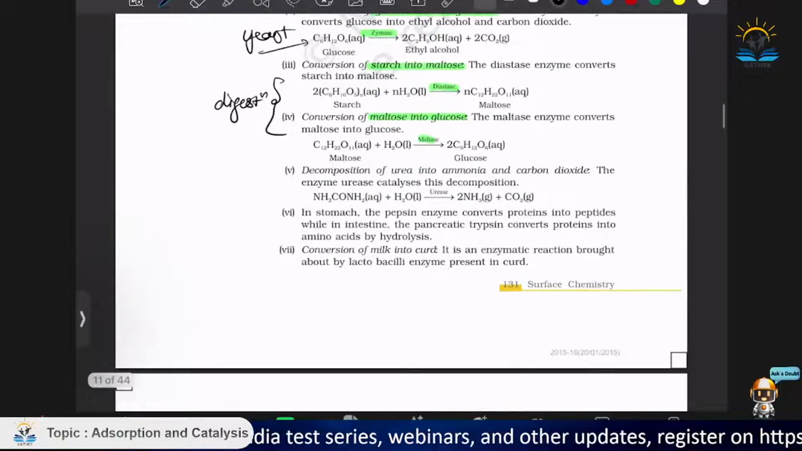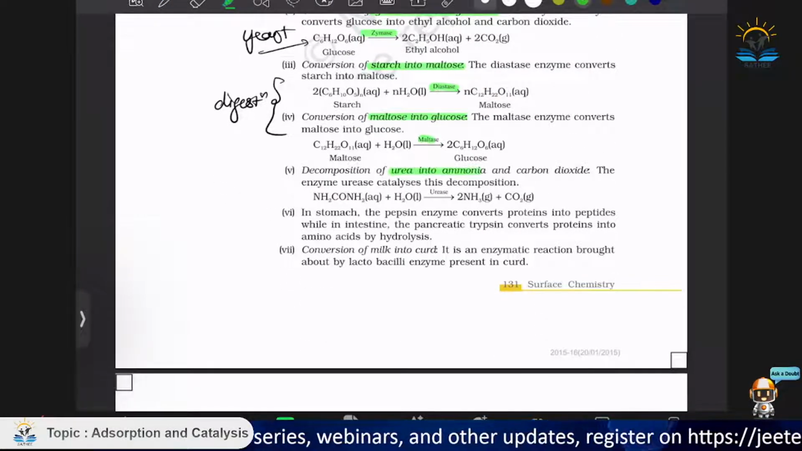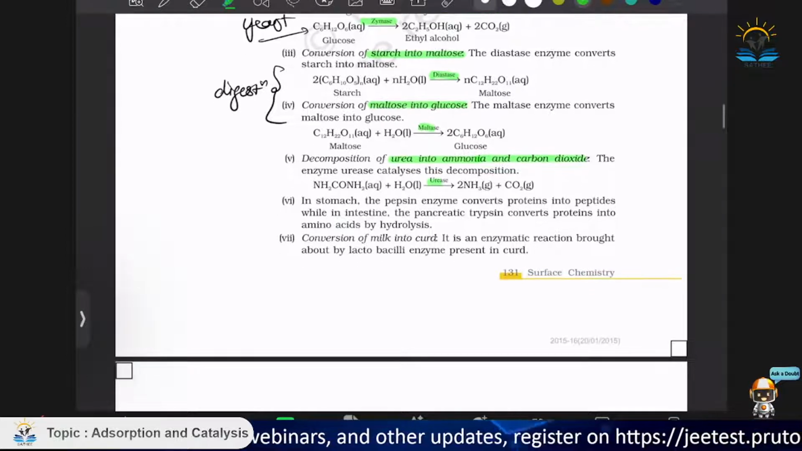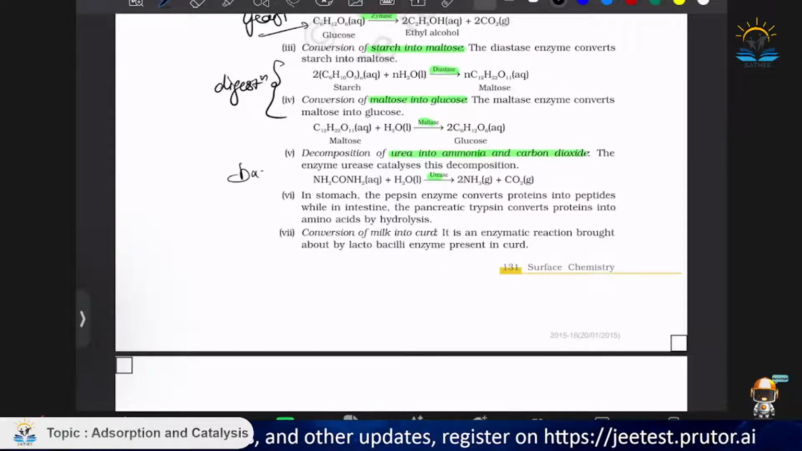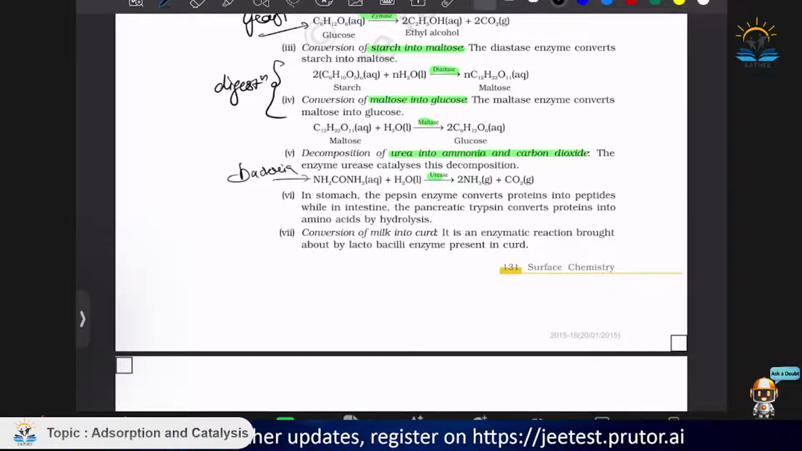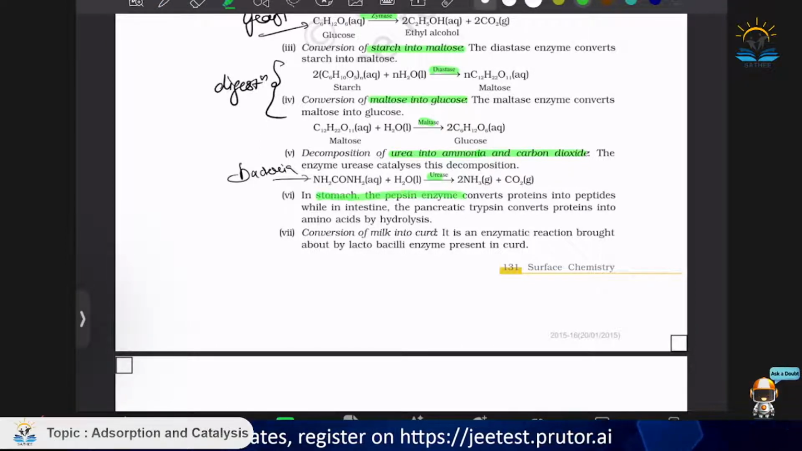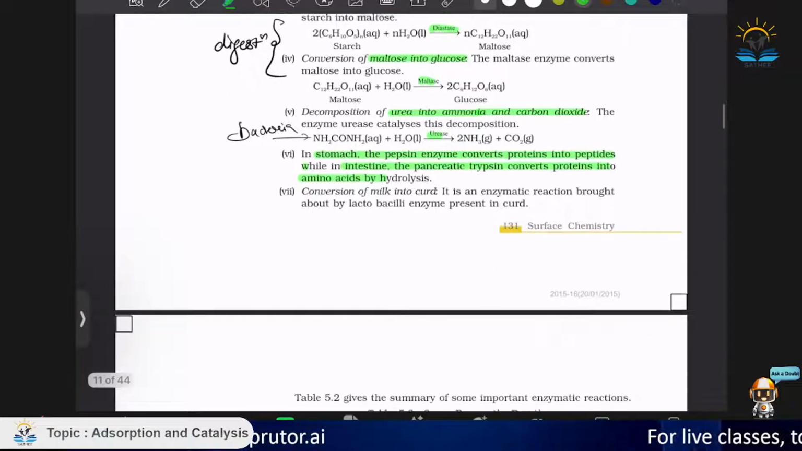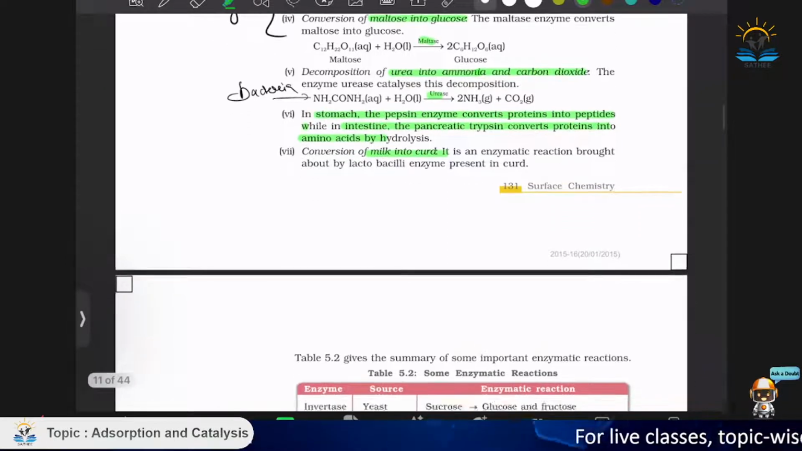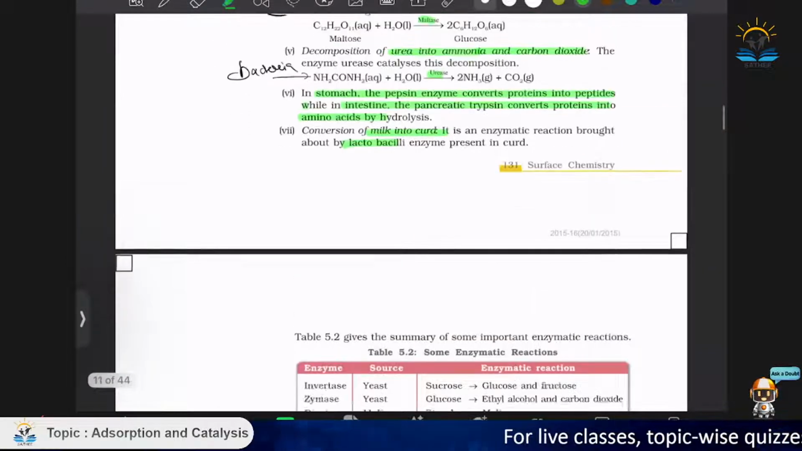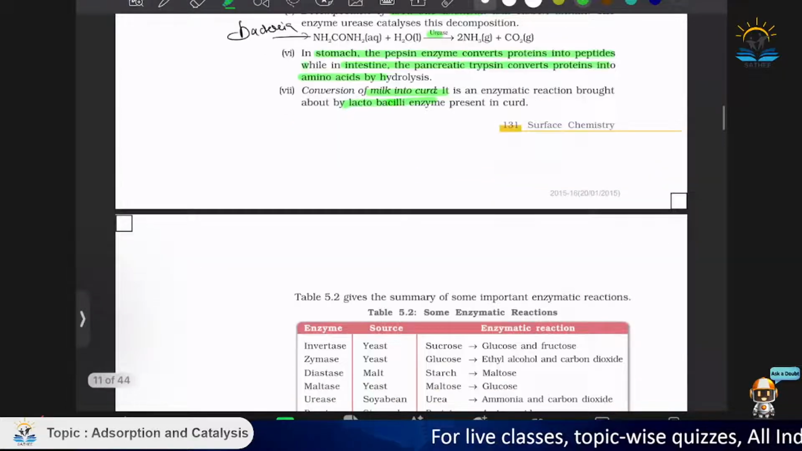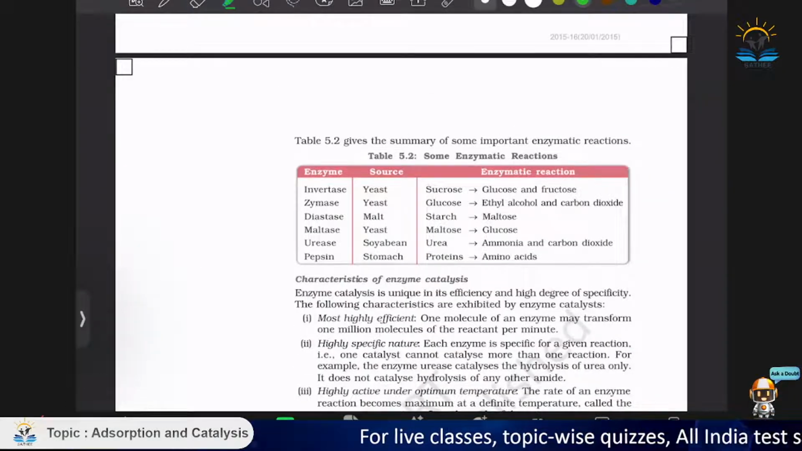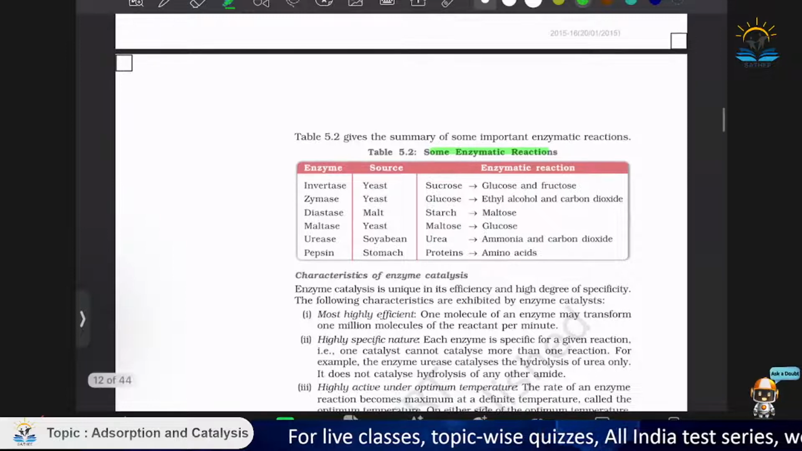Now, decomposition of urea into ammonia and carbon dioxide is done by urease. This is done by bacteria. Then in the stomach, the pepsin enzyme converts proteins into peptides, and in the intestine, pancreatic trypsin converts protein into amino acids. Conversion of milk into curd is done by lactobacilli enzyme. So this is the table of enzymes and their reactions.